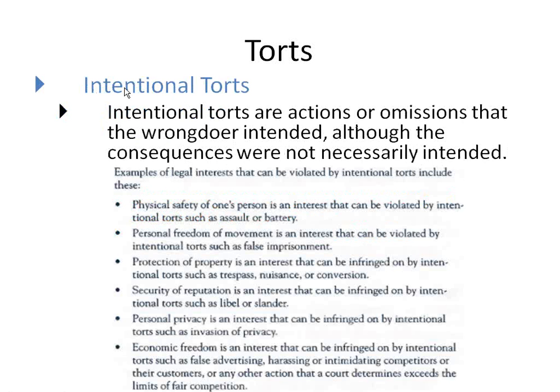All right. So intentional torts are actions, while unintentional torts are actions or omissions that the wrongdoer intended, although the consequences were not necessarily intended. Examples of legal interests protected by intentional torts include these. Physical safety of one's person is an interest that can be violated by intentional torts such as assault or battery. So the idea is an intentional.